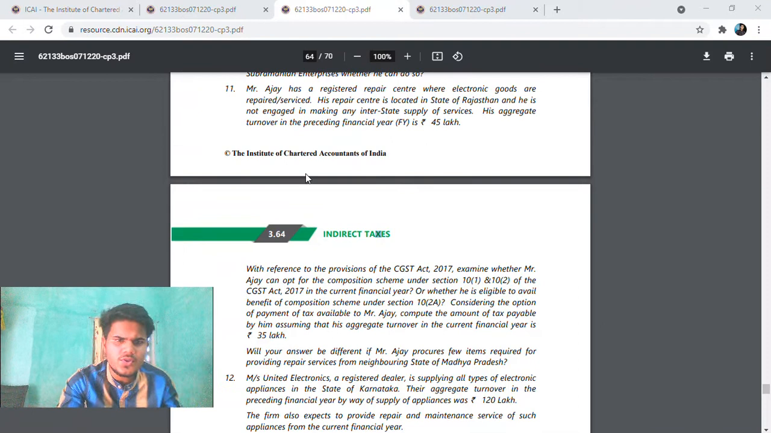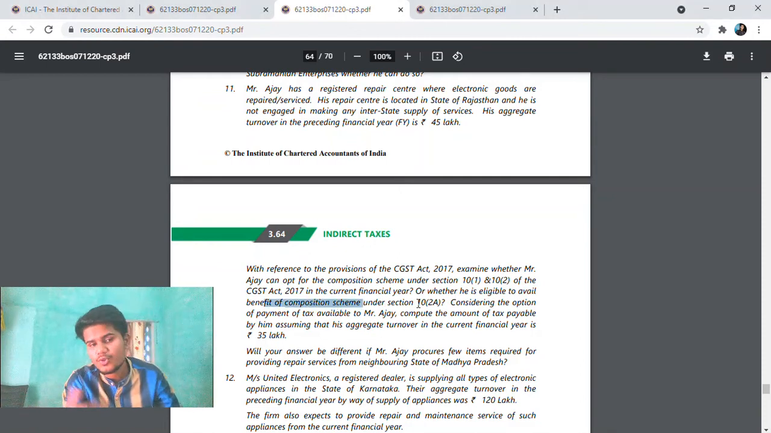Okay. So here Mr. Ajay is providing service. The composition scheme under section 10 subsection 1 and section 10 subsection 2 is eligible for goods, not services. But he can avail the benefit of section 10 subsection 2(a), meaning the presumptive scheme, where he has to pay tax at the rate of 6%. So he can't opt for the composition scheme under section 10(1) and 10(2) in the current financial year, but he is eligible to avail the benefit of the presumptive scheme because his aggregate turnover is not exceeding 50 lakh rupees.